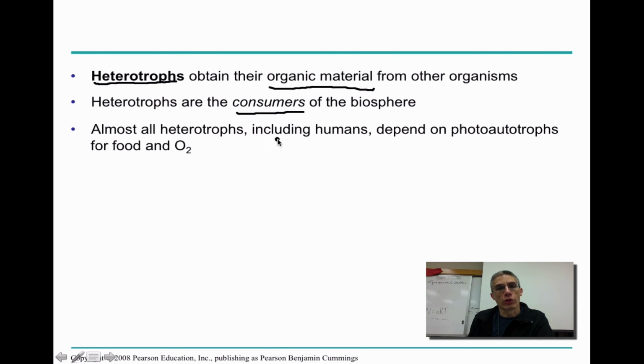Almost all heterotrophs, and that does include us, we are considered heterotrophs, are going to depend on the photoautotrophs for food. And they're going to depend on these autotrophs or photoautotrophs for oxygen as well. Now, remember how important oxygen was. That was going to be the molecule that was going to allow cellular respiration, aerobic cellular respiration, to occur, which basically means allow us to be able to break down the food that we consume so we can extract the energy and create the ATP that our cells need.